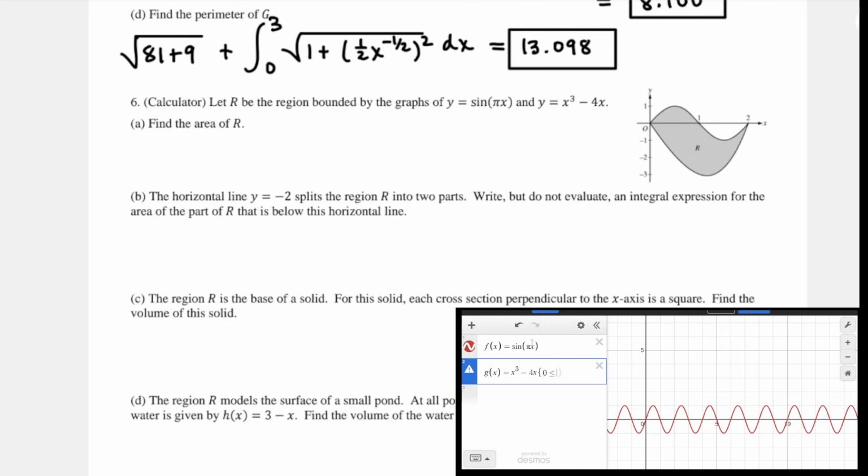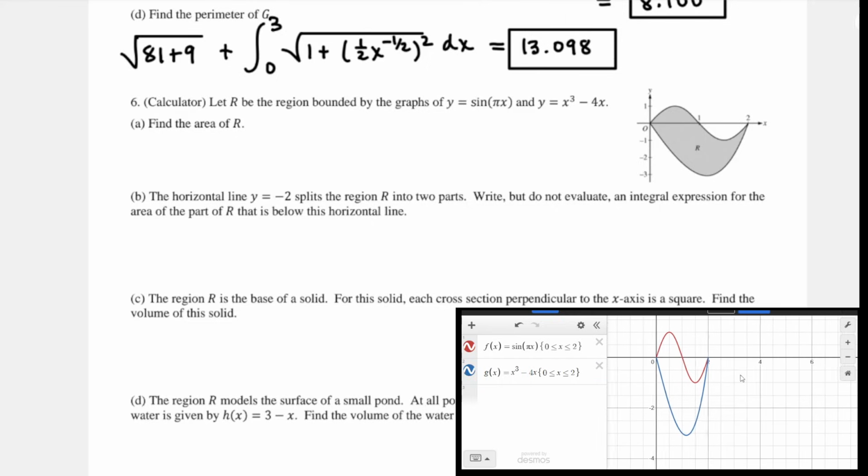I am going to restrict the viewing window to 0 to 2 because that's a lot of graph. All right, there we go. And that's going to be a lot more like what we're seeing in our diagram. So finding the area of R is going to be the integral of red minus blue, top minus bottom, as x goes from 0 to 2.